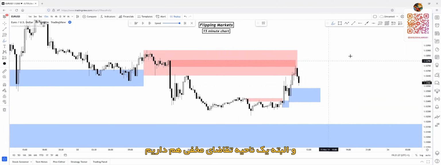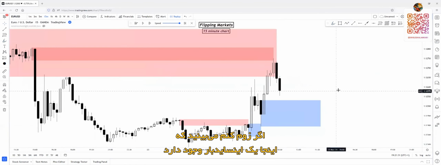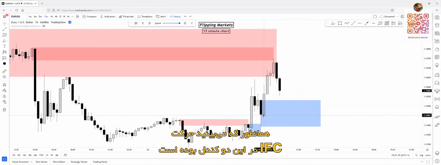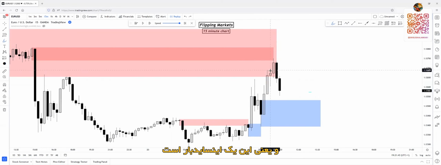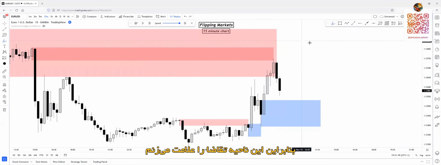And actually, we have another hidden demand zone. If I just zoom in, you will see that here's an inside bar. As you can see, inefficient push came into the market from these two candles, and this candle closed lower than the last high of the previous candle. So this means this is an inside bar, and we have a rule for this. Every inside bar is a supply or demand zone. So I will just mark this demand zone out.